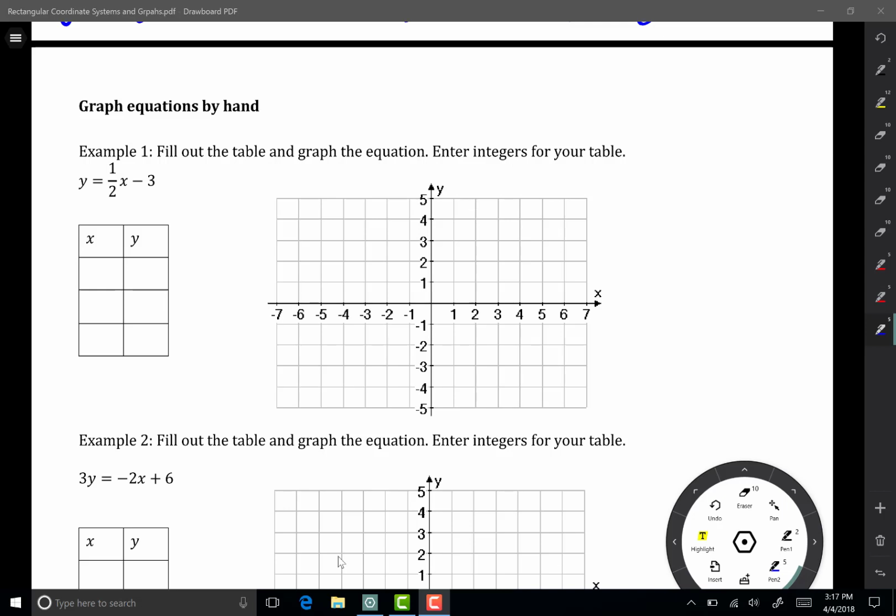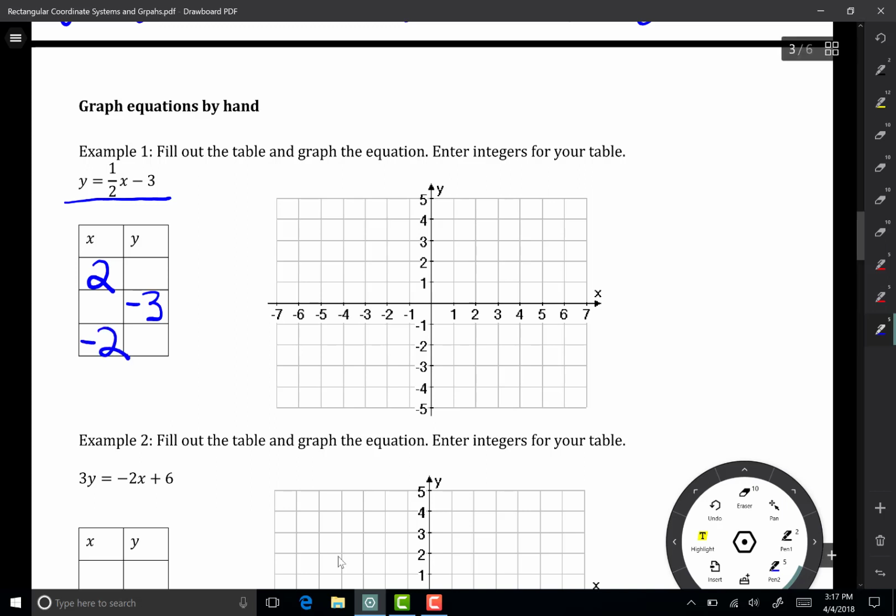In this video, I'm going to show you how to graph equations by hand by making t-tables. So here's the equation that we're going to graph first: y equals 1/2 x minus 3. Let's say I wanted to find the value of y when x is 2. I want to find the value of x when y is negative 3. And I want to find the value of y when x is negative 2.